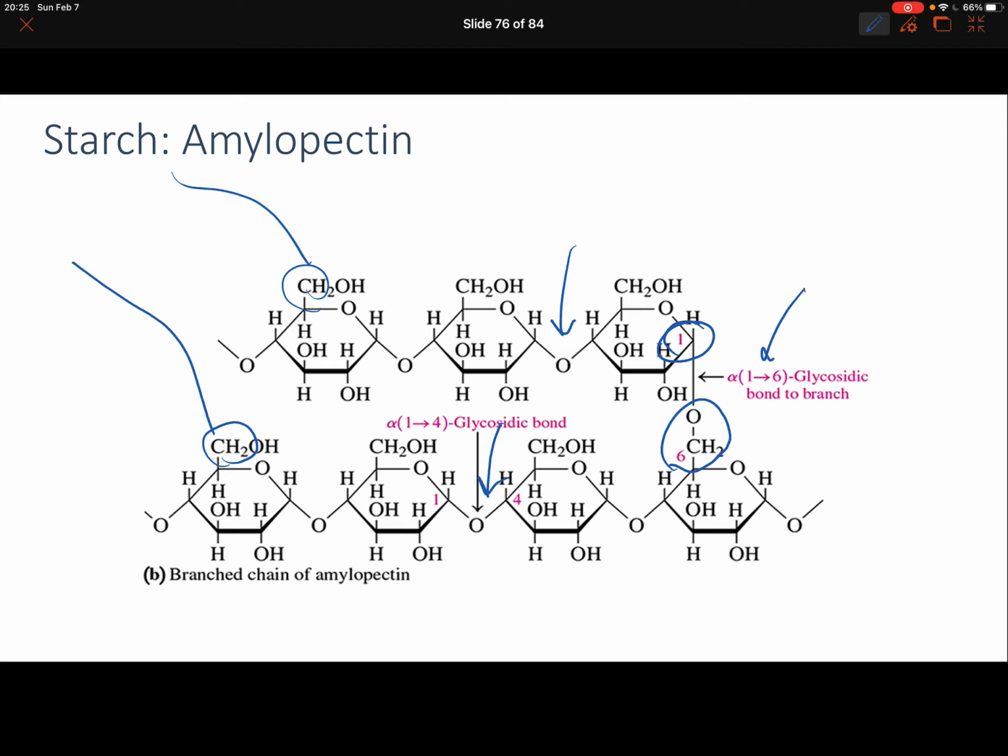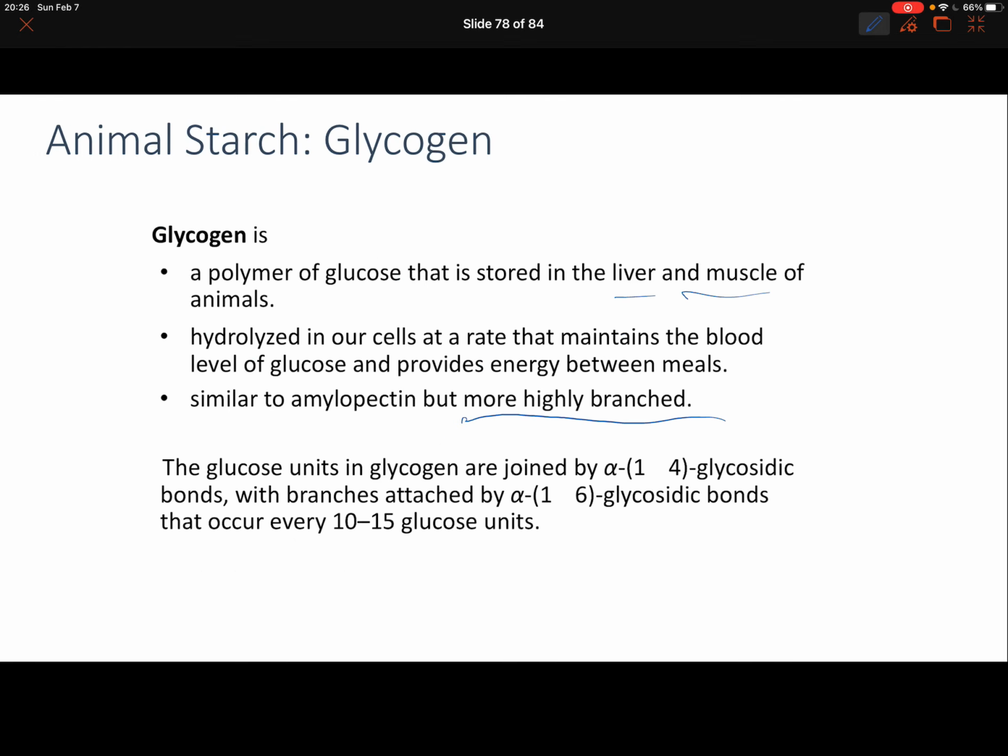So alpha 1,6 and alpha 1,4 are present in, I'm sorry, they're present in glycogen as well as amylopectin. Glycogen is exactly the same: alpha 1,4, alpha 1,6. It has branches that occur every 10 to 15 units as opposed to maybe every 20 to 25 units. So just more branching, more packed together glucose, more energy.